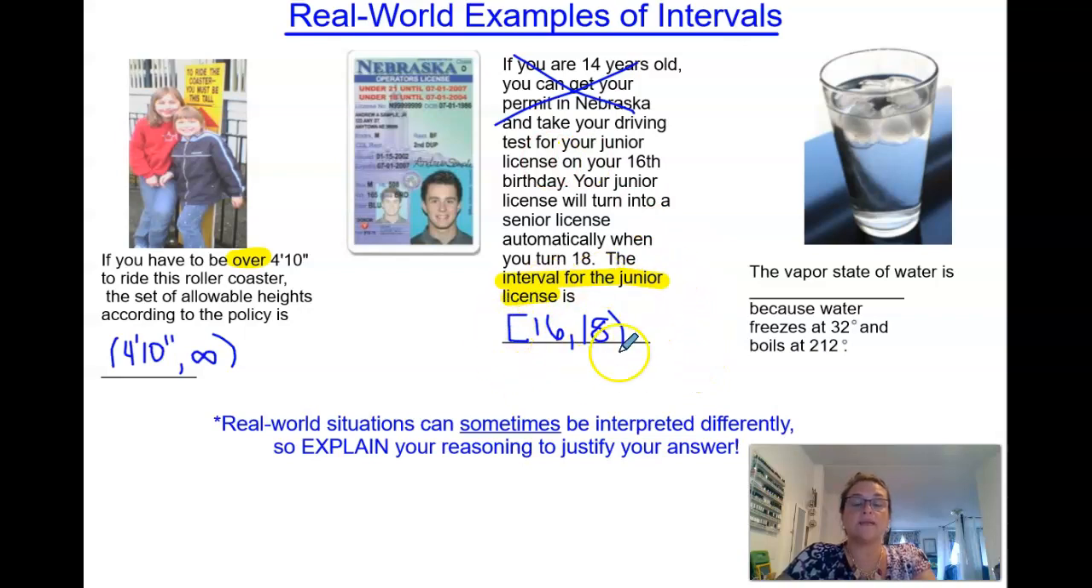Now, in this scenario, there is no other interpretation, right? There's so much information provided, we can't make any assumptions. So this would be the only correct interval.